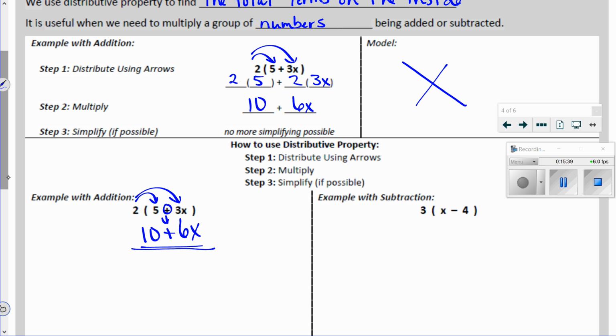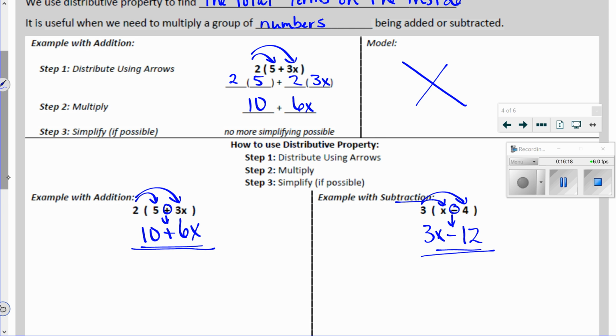Okay, on our second one, it doesn't matter if it's addition or subtraction. The process is the same. I start with the arrows, because the arrows are going to tell me which numbers are going together. 3 times x gives me 3x. Again, whatever sign is in the middle just comes straight down, so in this case it's subtraction. 3 times 4 is 12. Can I simplify that any further? Then I'm done. Questions on what we're doing on this?